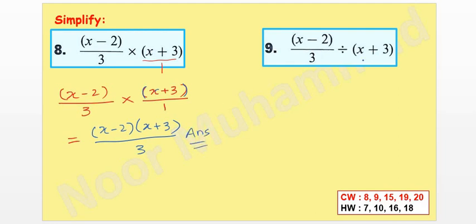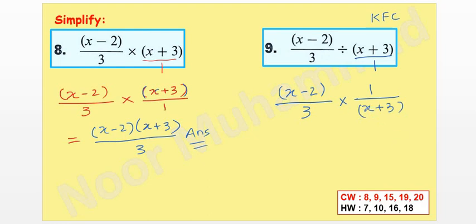Okay, let's see what we can do over here. Put 1 in the denominator, and because it's a division, keep the rule of KFC in your mind. We will keep x minus 2 in the numerator, and 3 in the denominator. Then change division into multiplication and flip the next fraction. So 1 will be placed in the numerator and x plus 3 will be placed in the denominator.